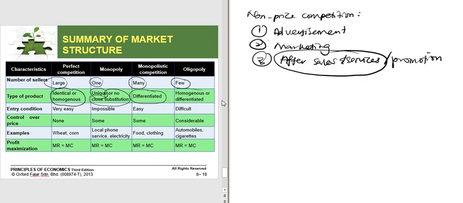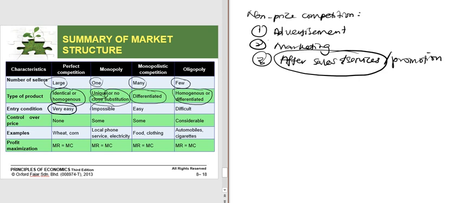In oligopoly, firms can either sell homogeneous products that have almost the same characteristics with each other, and they can also sell differentiated products. They can also put different brands on their product. Okay, entry condition. For perfect competition, it is very easy for other firms to enter the market.